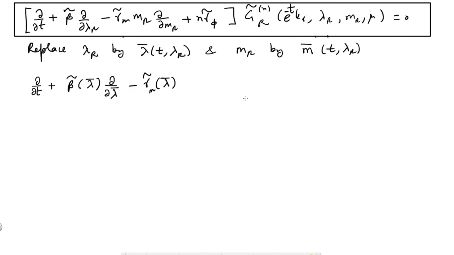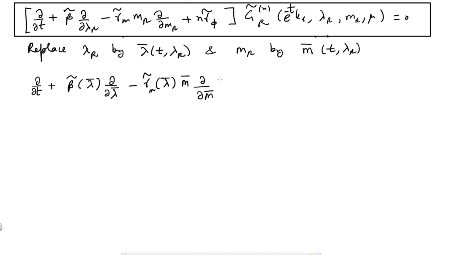Okay, so here this gamma tilde m will be a function of lambda, so that lambda I'm replacing by lambda bar, and this mr I should replace by m bar, then del over del mr will get replaced by del m bar over del mr times del over del m bar.